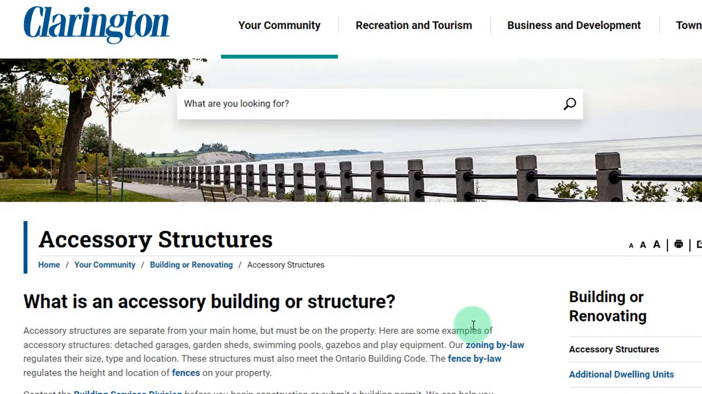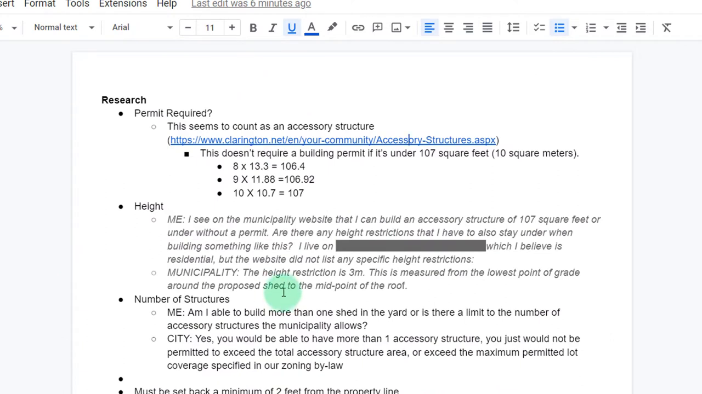All right, so I've done quite a bit of research here to make sure that everything that I'm building is going to be legal and that I'm not going to have any kind of problems in the future. I'll share with you what I found out so far and what else I have left to look up. Got a bunch of different questions that I've been trying to figure out how to get answers to.